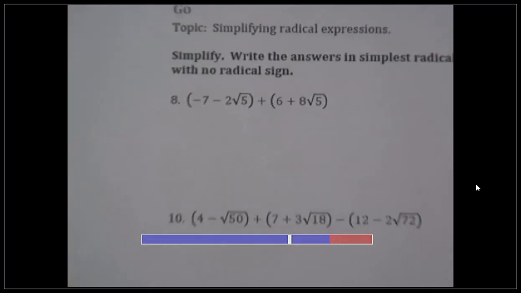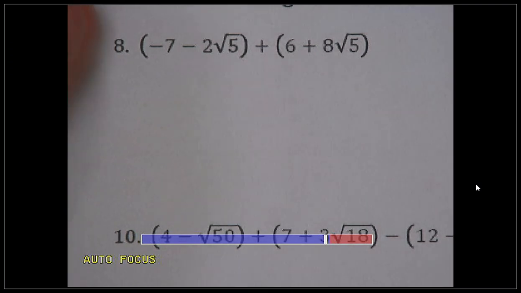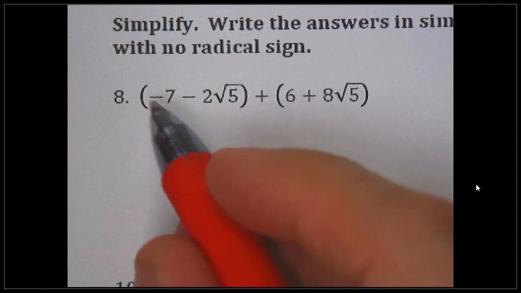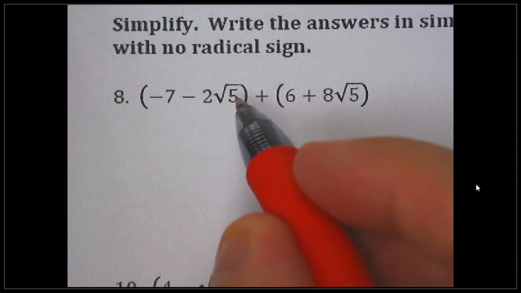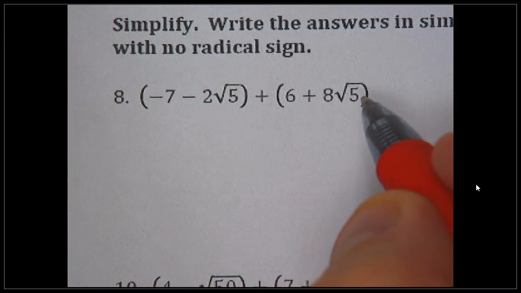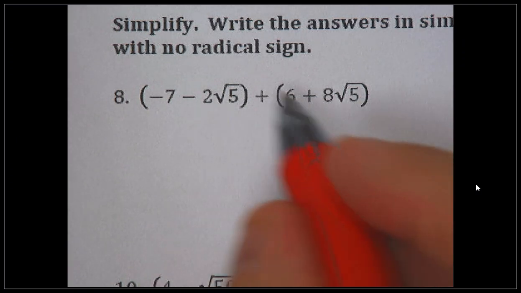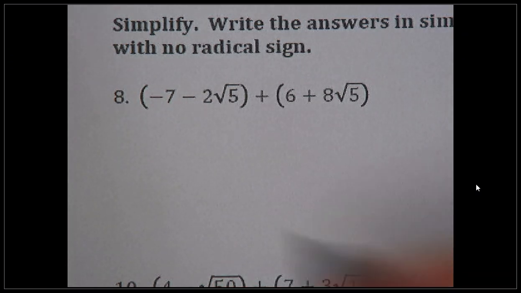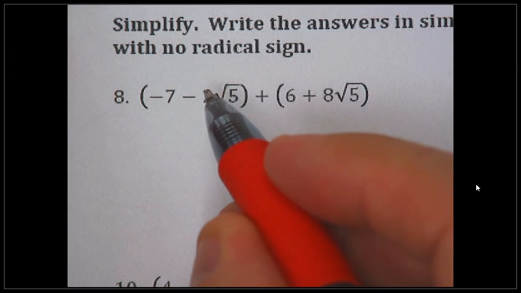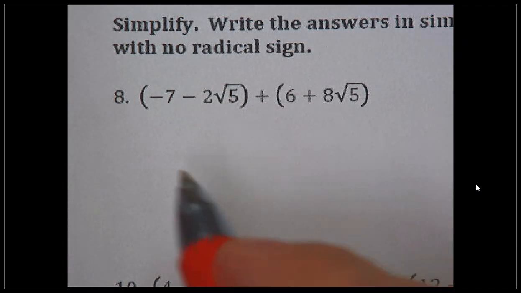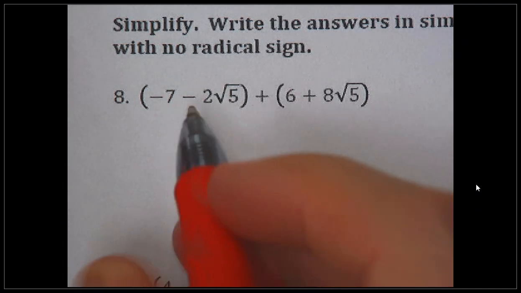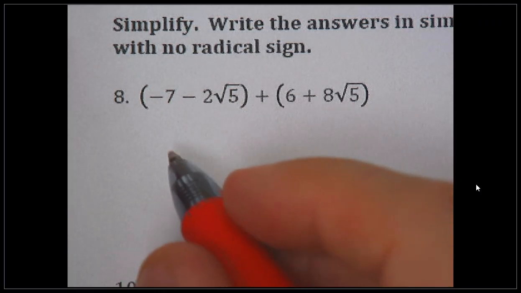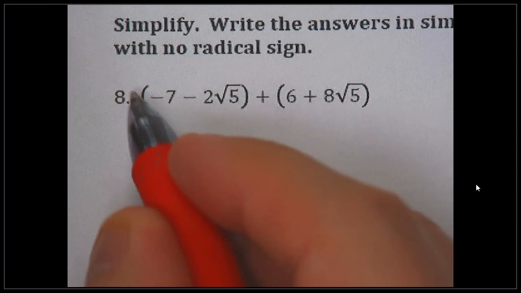So if we look at the first one here, I have two binomials, negative 7 minus 2 times the square root of 5 plus 6 plus 8 times the square root of 5. And when I add these, first I need to get rid of parentheses, and I can get rid of parentheses in one of two ways. One, I can combine my like terms, or two, I can distribute. Now these are not like terms, because of the square root of 5, this becomes an irrational number. So I'm going to distribute instead. In front of these parentheses, I have an implied 1.